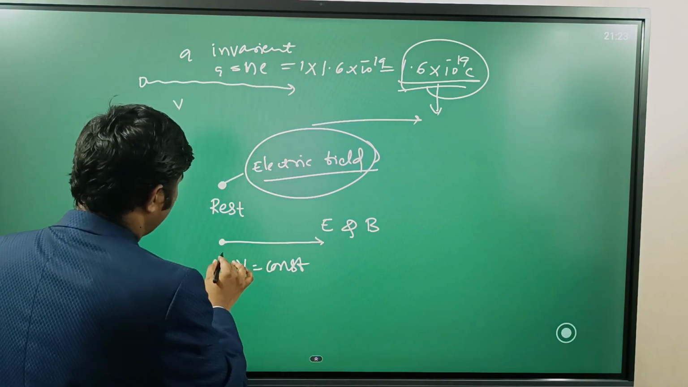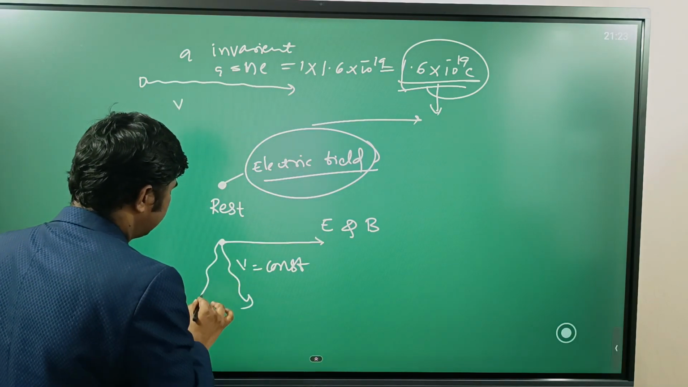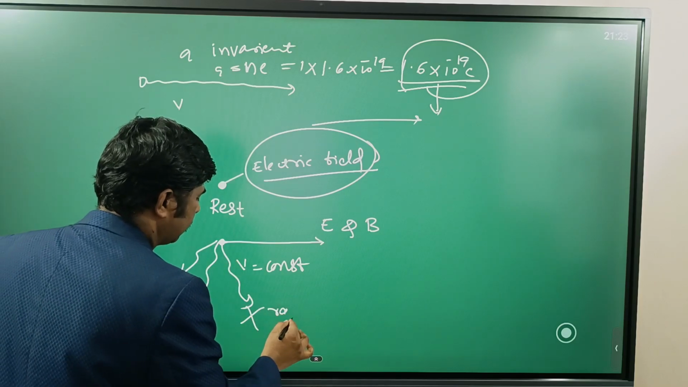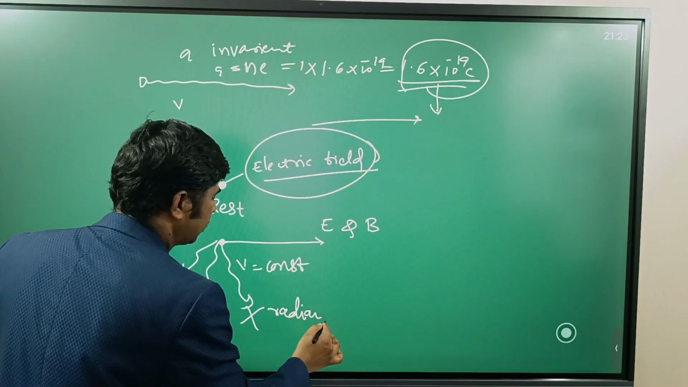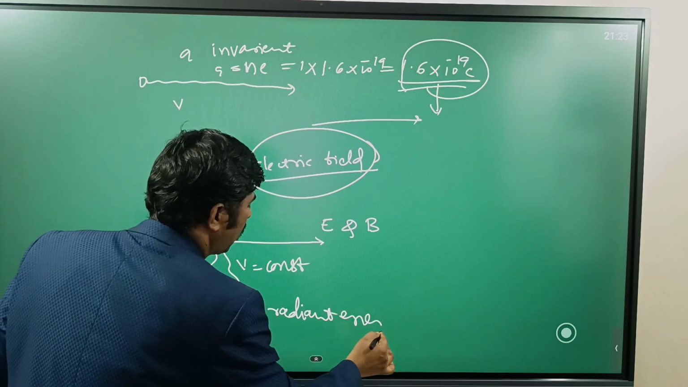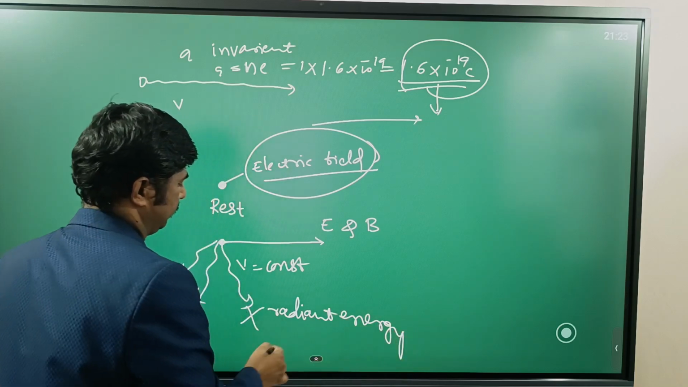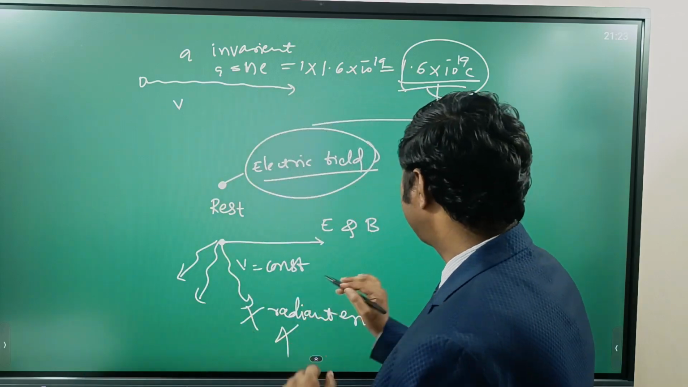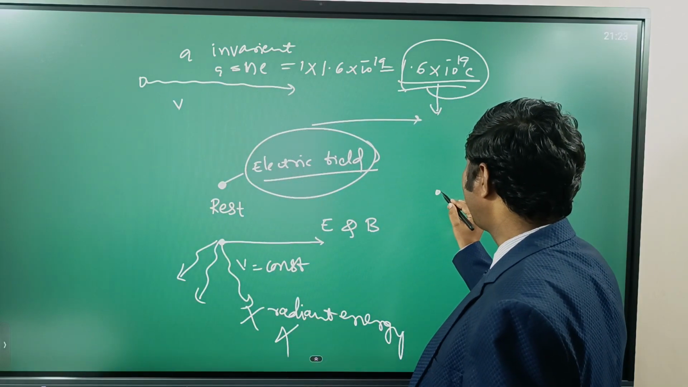So when the charge is moving with constant velocity, it is not going to radiate energy. There is no radiant energy. That means it is not able to produce energy from it. Clear?